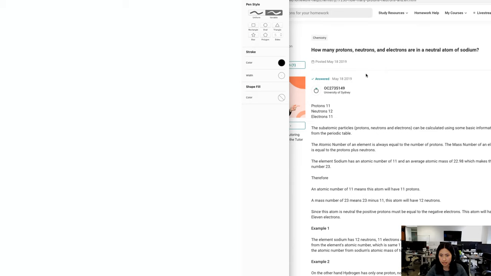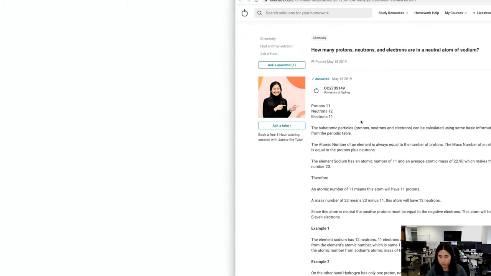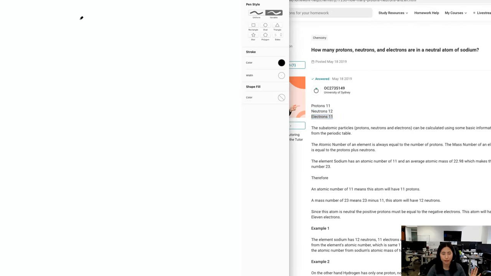So as you can see, this student said that for sodium, in the neutral state, it has protons, which is 11, neutrons, 12, electrons, which is 11. So just as a recap, if you were part of my grade 11 chemistry class earlier this morning, I talked about the elemental symbol, which is atomic number and atomic mass.